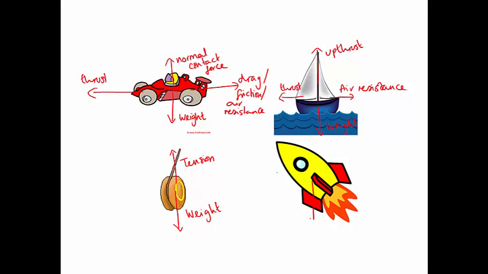Okay, for our rocket, starting again with weight acting downwards. Then we've got the thrust going forwards. And air resistance is acting in the opposite direction to the direction it's moving in.